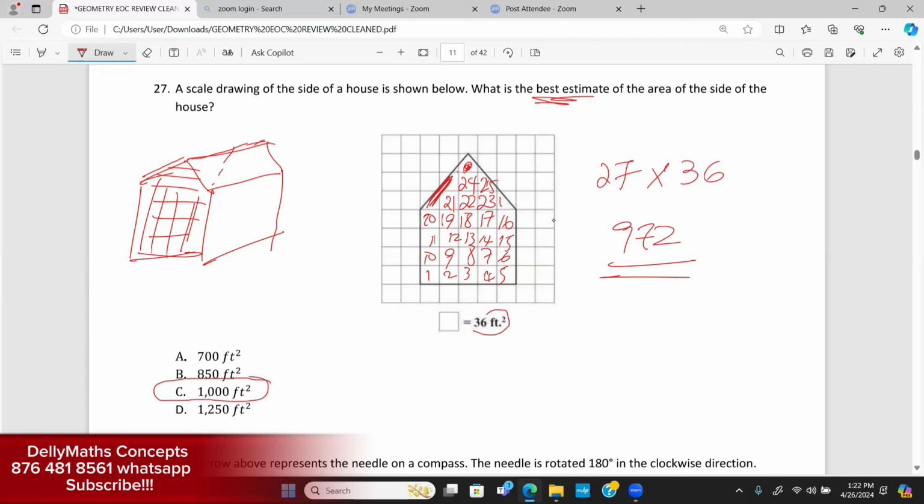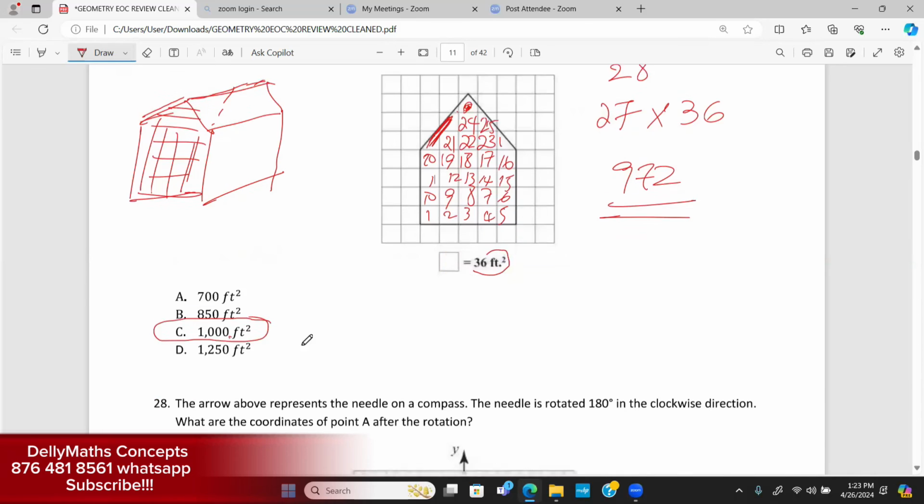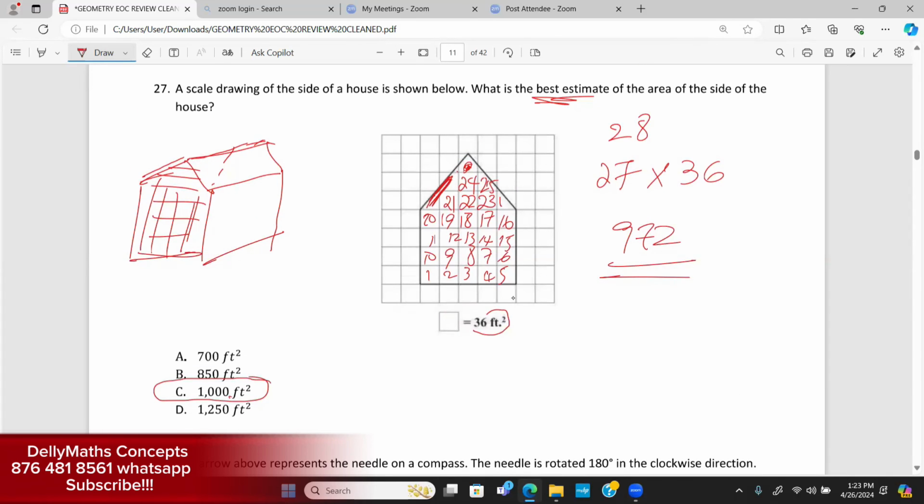Even if somebody counts and gets, let's say 28, you're looking at 28 times 36, you're going to get 1,008. If you had counted and got 26, 26 would have been 936. It is still closest to this. So long and short, we're using a good estimate, based on the knowledge that we have.